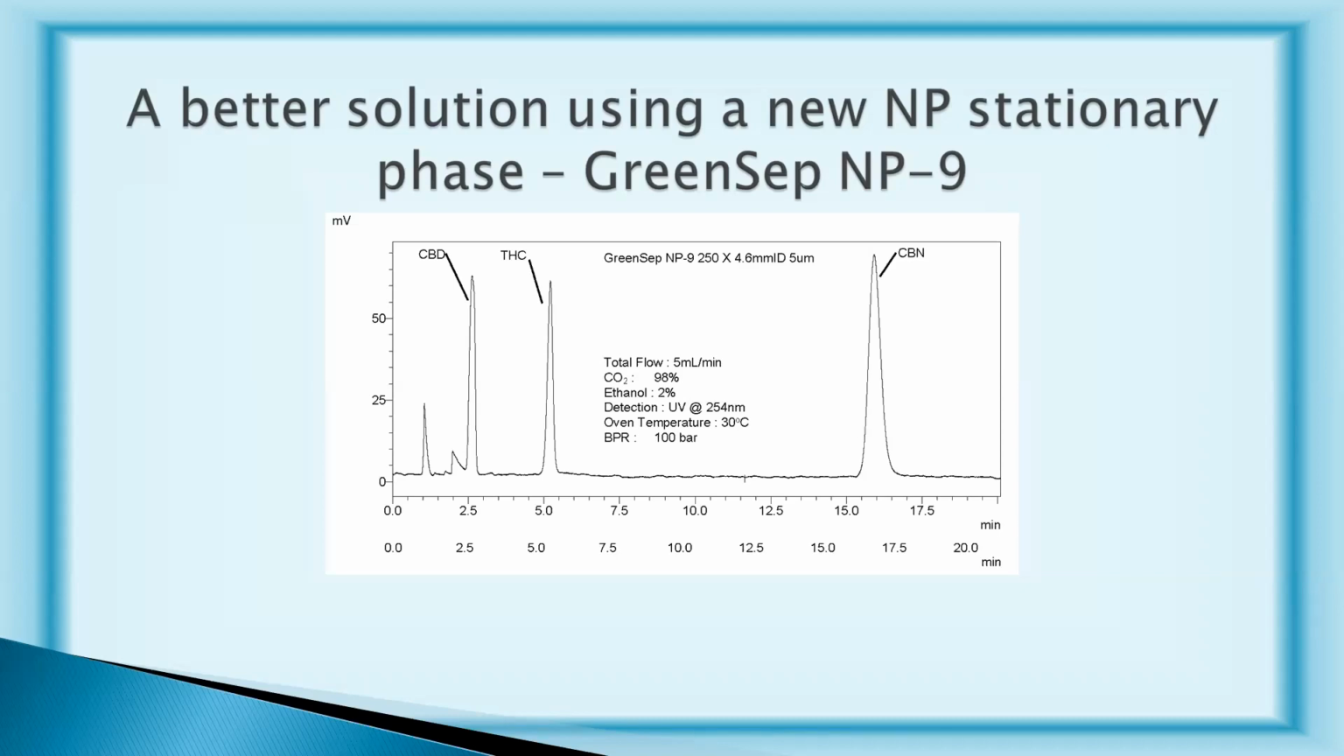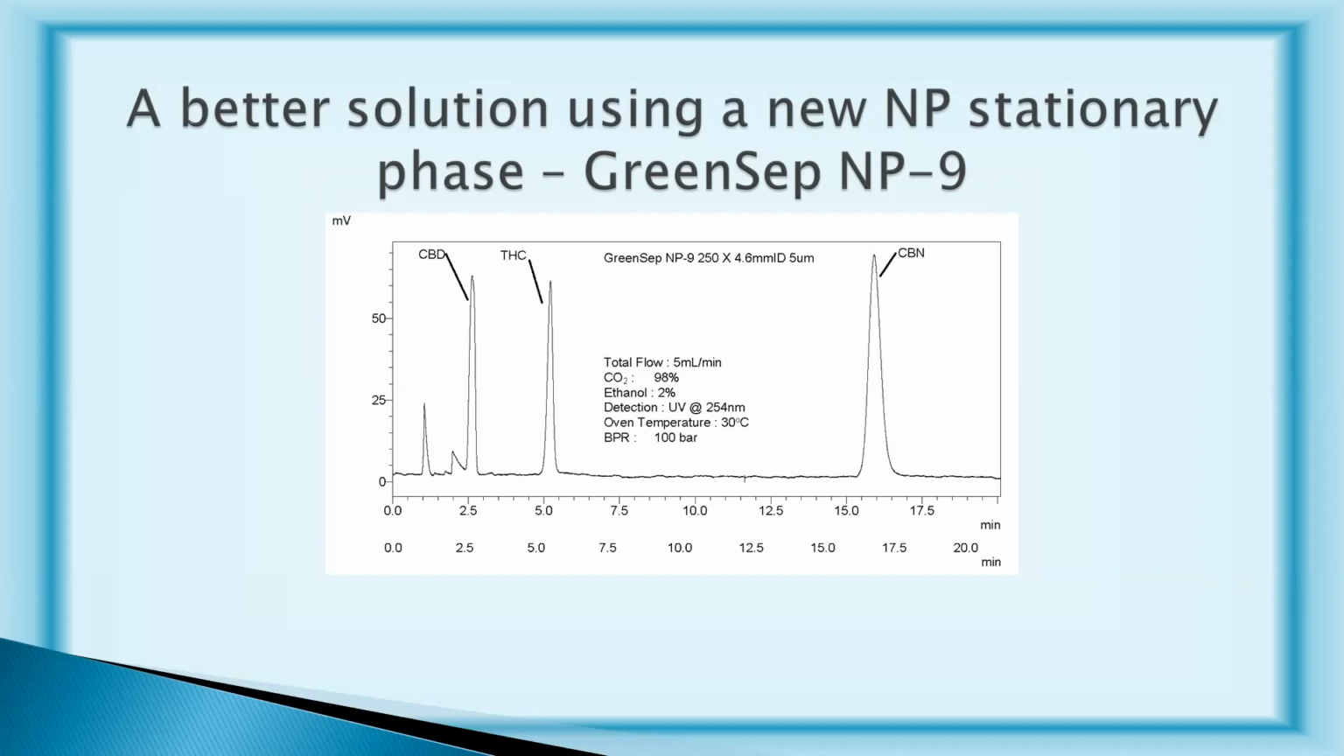I put CBN in part of this mixture because CBN is kind of a sink. CBD and THC oxidize to CBN, so there's always a lot of CBN in these extracts. And it's important that we know where the CBN elutes so that it doesn't interfere with the THC removal. So that's kind of a good parameter to have.